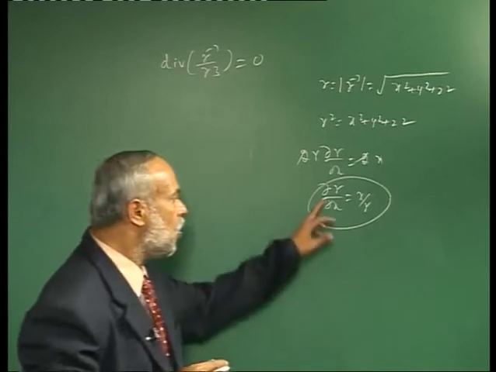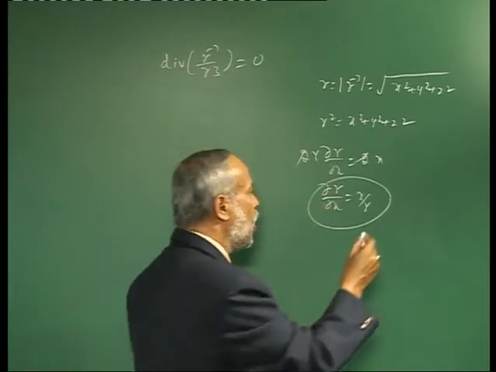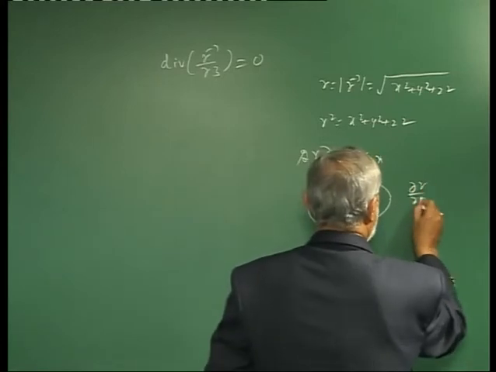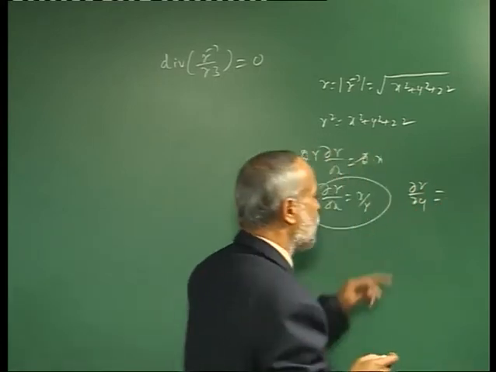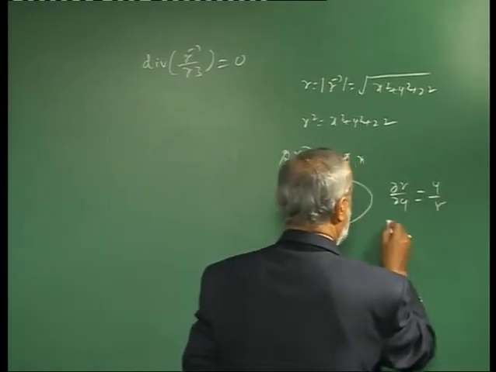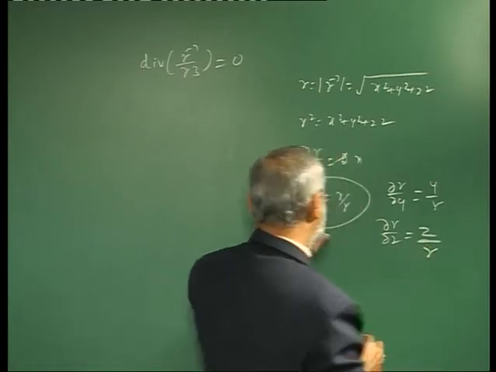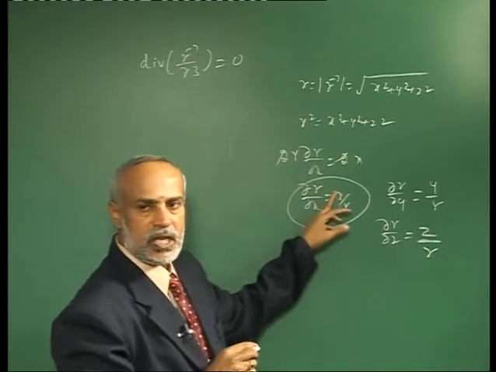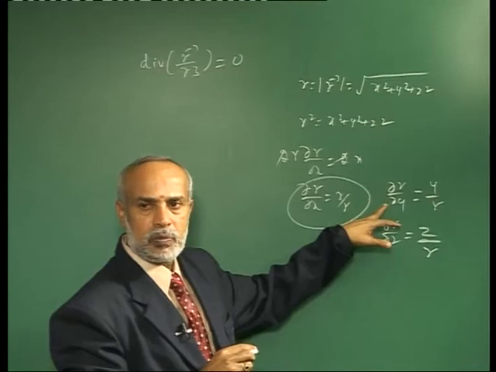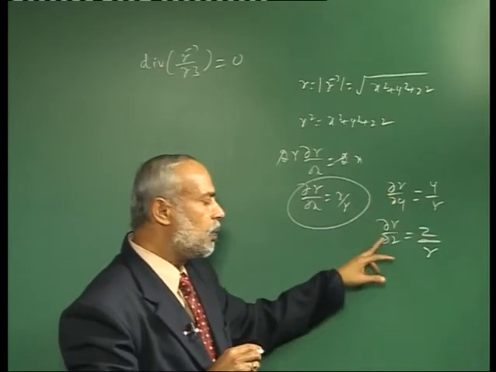Sir, after finding ∂r/∂x is equal to x/r, similarly, differentiating partially with respect to y, you can find ∂r/∂y is equal to y/r, and ∂r/∂z is equal to z/r.